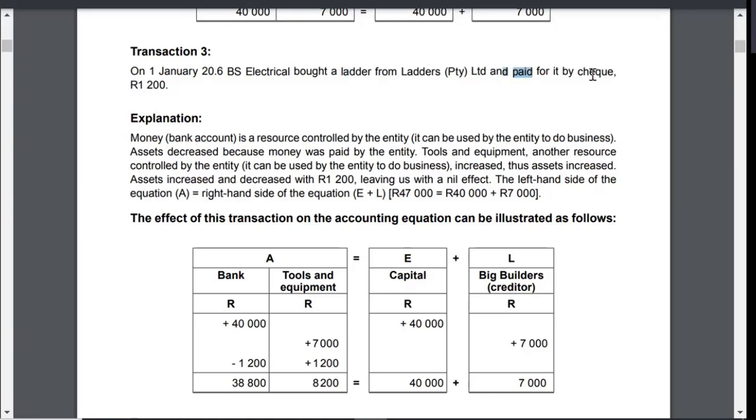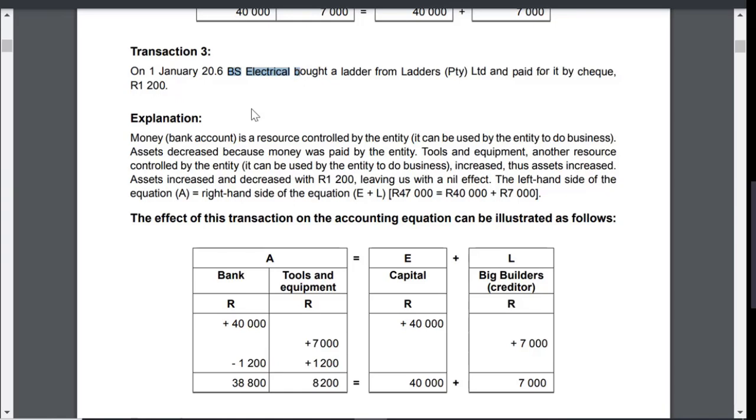And then paid by check for 1,200. So remember, there must be a matching debit and a credit and an amount. And also there must be 2 accounts. So the account is a ladder, which is an asset, and the other account is the bank account, because this was paid by check. And the amount will be 1,200. So the question is, if a ladder is being bought into the business, is it increasing assets or decreasing assets in BS Electrical's business?